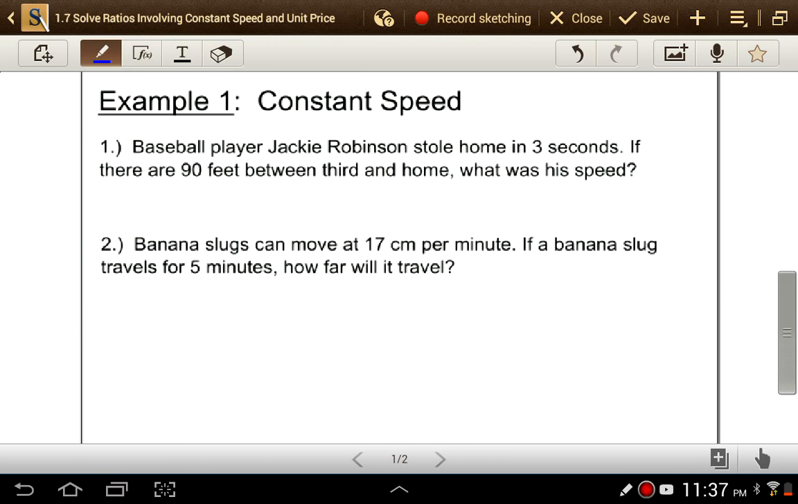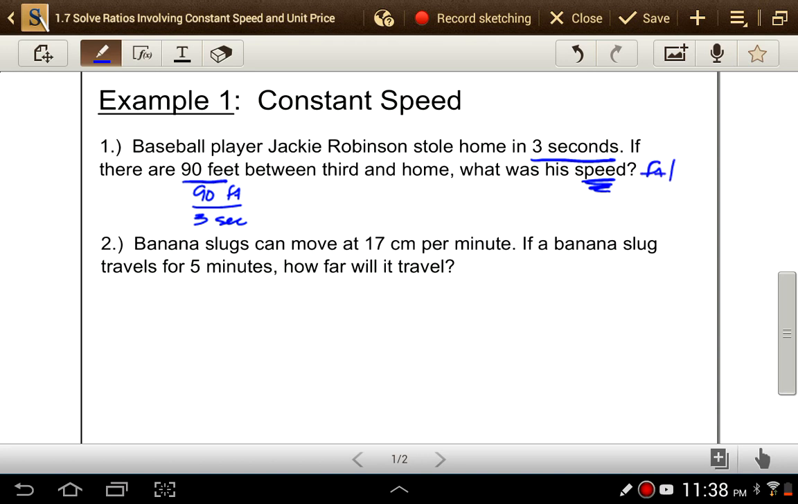First, we're going to start with constant speed. So I'm going to read this. Baseball player Jackie Robinson ran from third to home in 3 seconds. If there are 90 feet between third and home, what was the speed? So what do I know? I know that it took him 3 seconds to run 90 feet. I want to know his speed. His speed is going to be in feet per second.